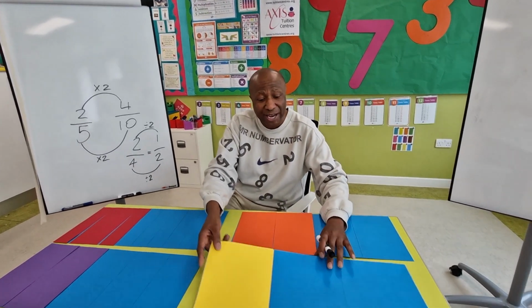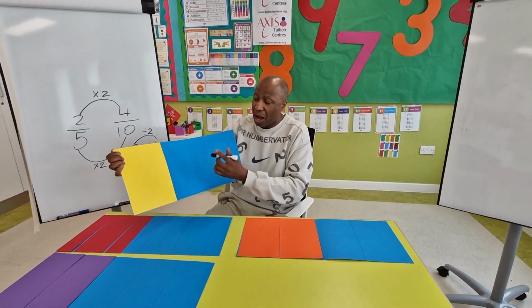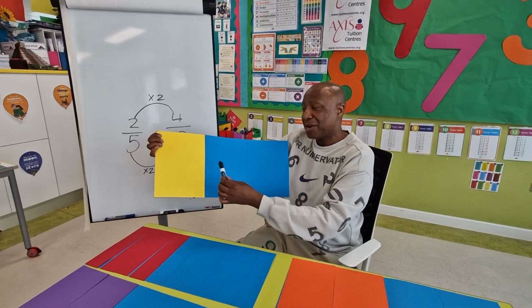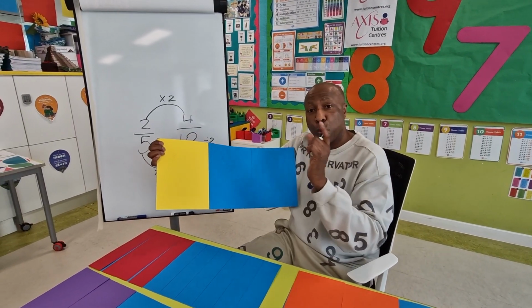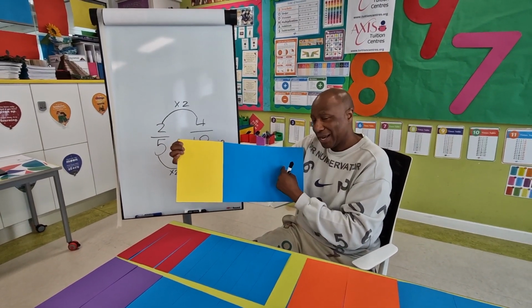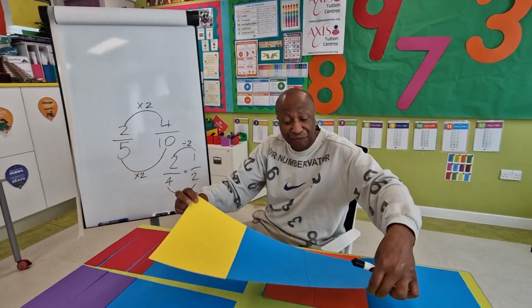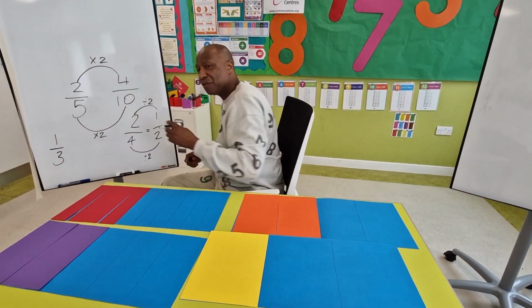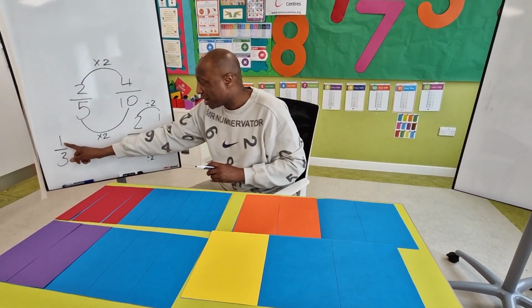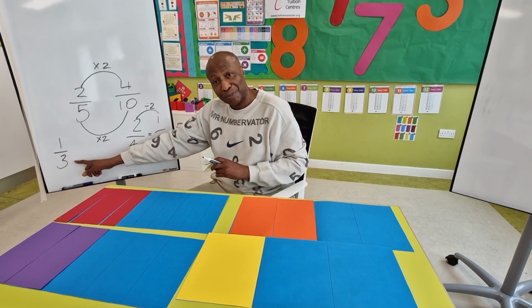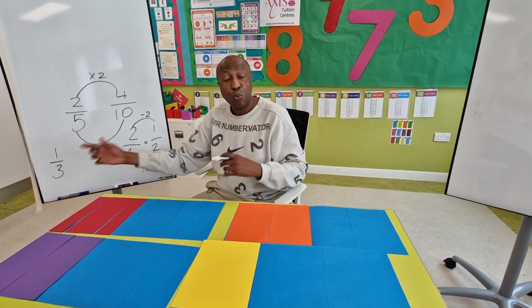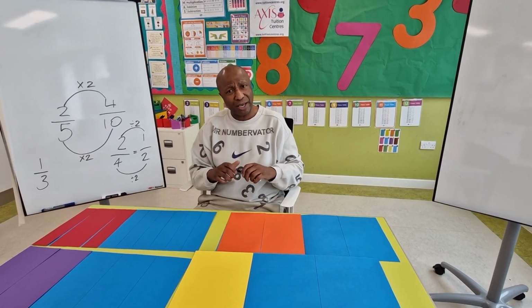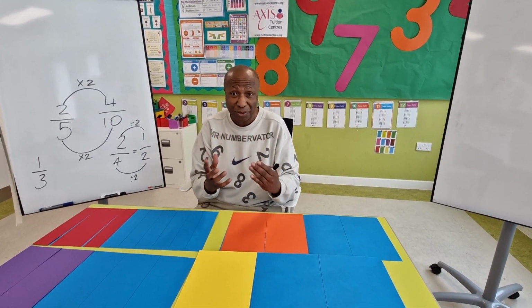Let's look at my final card here. I have got 3 equal pieces and I have shaded in one of those 3 equal pieces. So my fraction looks like this: 1/3. My numerator is 1 and my denominator is 3. 1 out of 3.